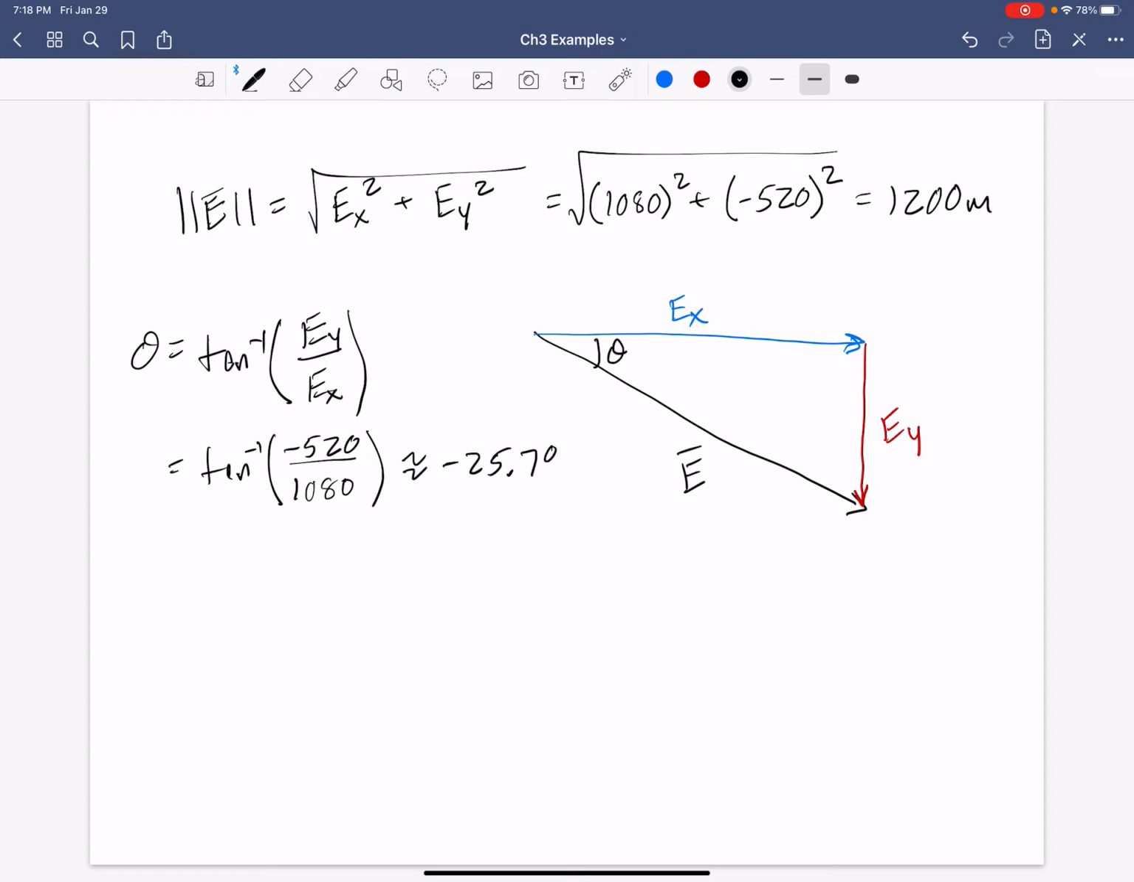If it was 45, that would mean that both x and y magnitudes were equal. So because x is twice as much as y, the angle is about half of 45, so 25, close, okay? So that's in the ballpark at least.